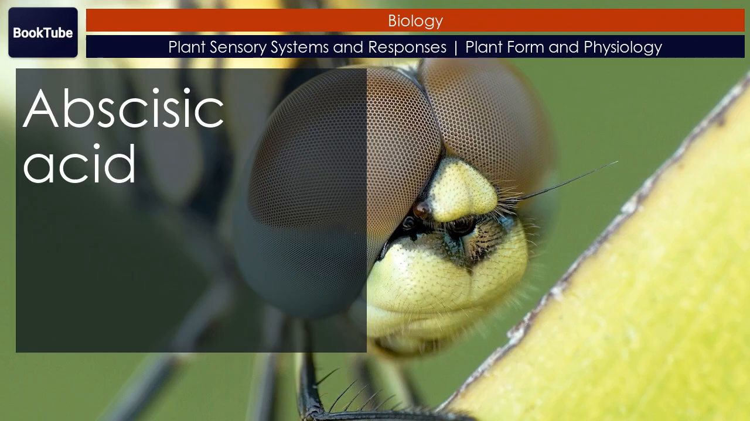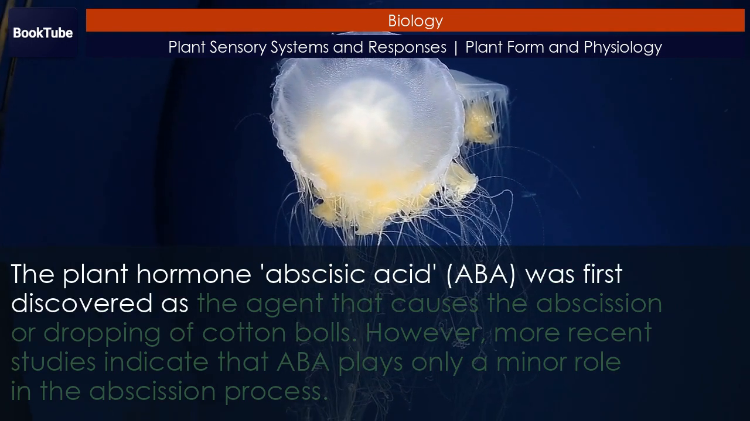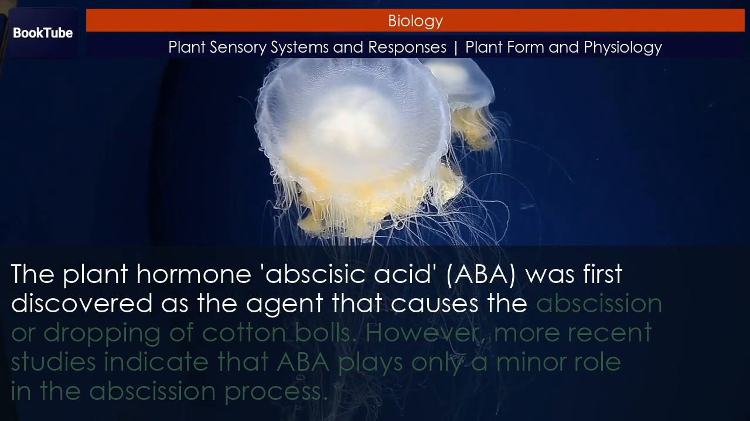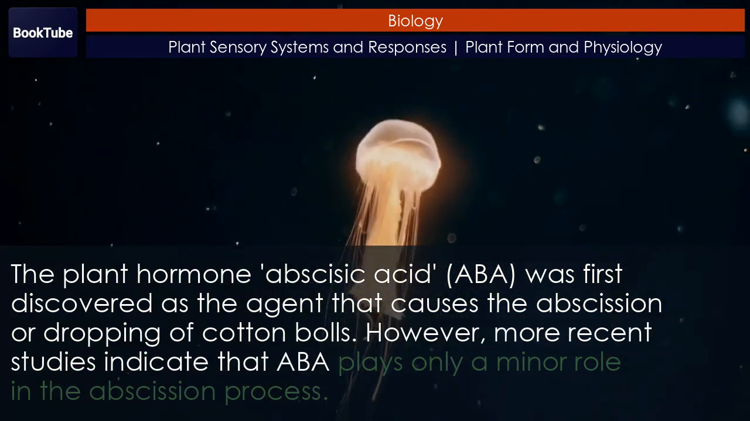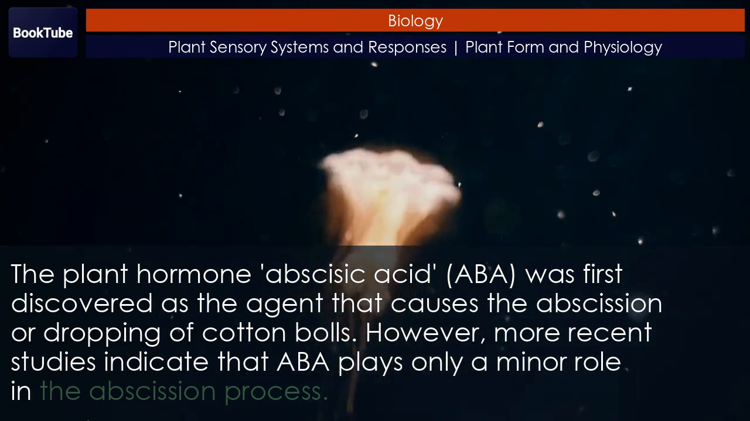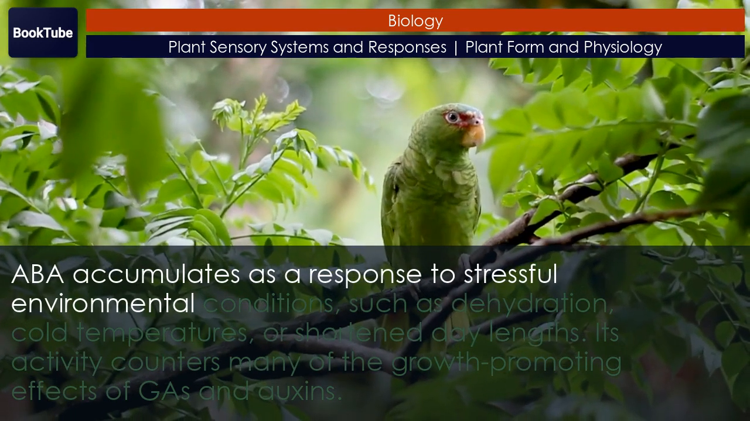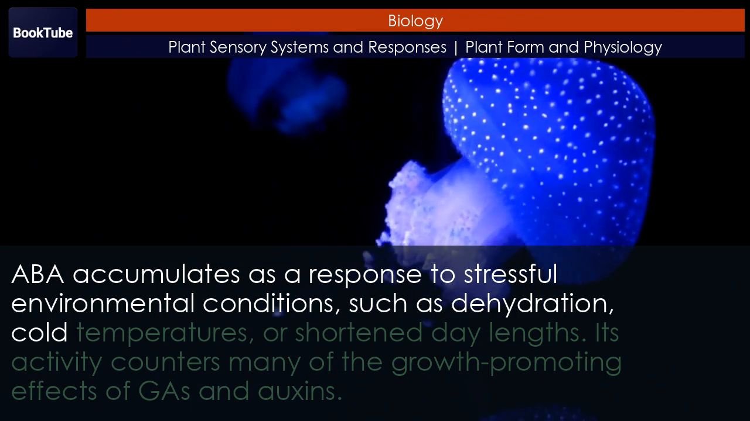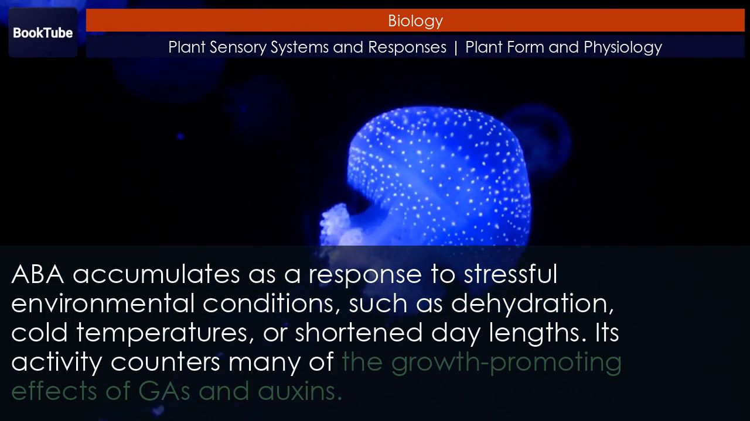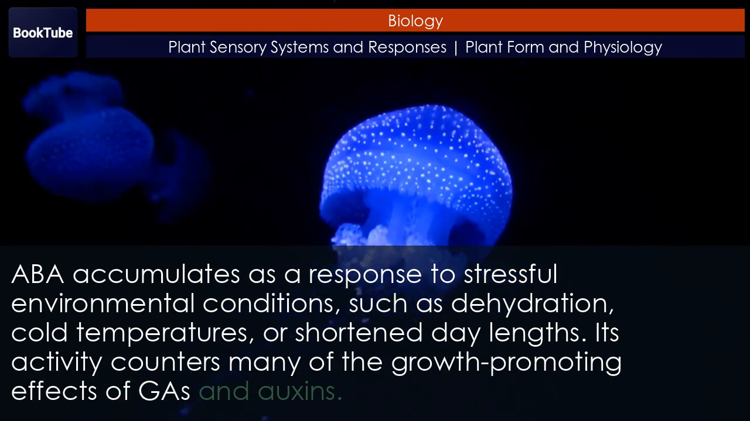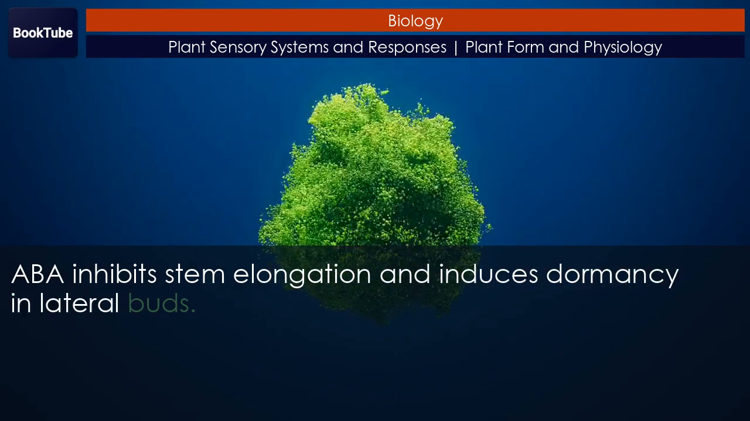Figure 3. Abscisic acid. The plant hormone abscisic acid, ABA, was first discovered as the agent that causes the abscission, or dropping, of cotton bolls. However, more recent studies indicate that ABA plays only a minor role in the abscission process. ABA accumulates as a response to stressful environmental conditions, such as dehydration, cold temperatures, or shortened day lengths. Its activity counters many of the growth-promoting effects of GAs and auxins. ABA inhibits stem elongation and induces dormancy in lateral buds.